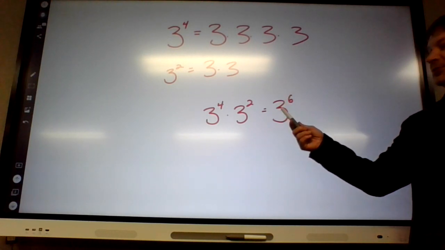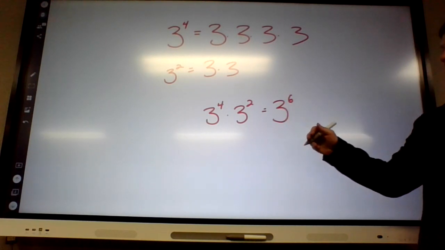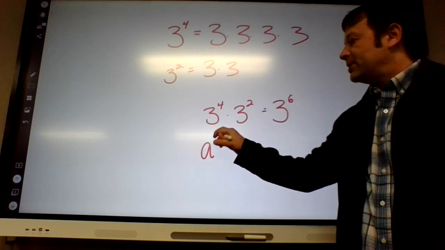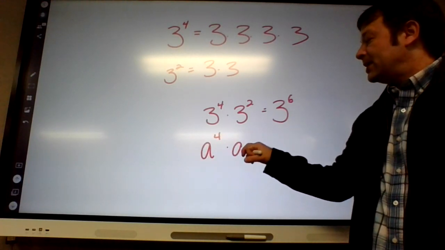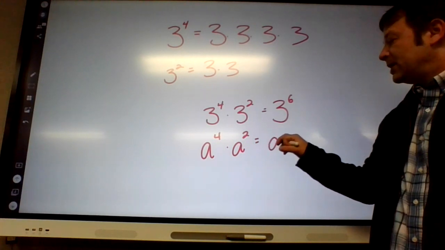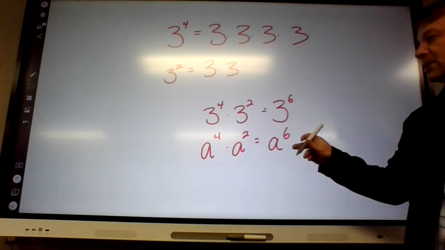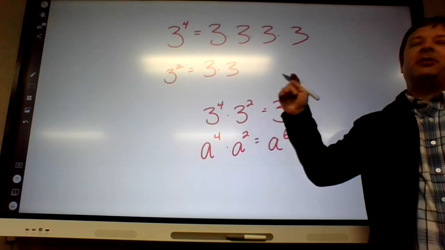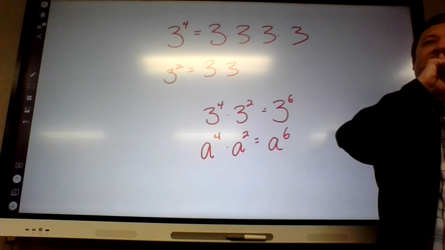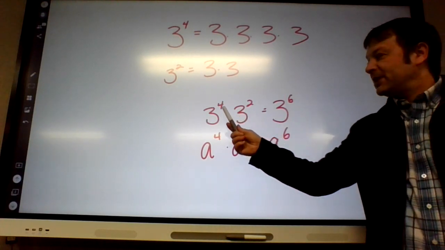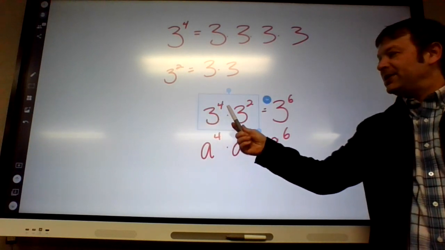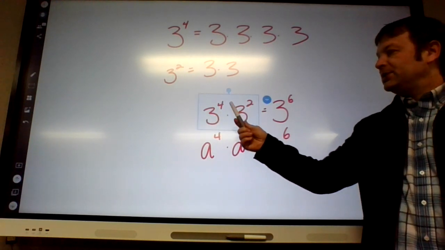Just leave it, don't solve it, don't put it in your calculator. Most of today it's going to look more like this: a to the 4th times a to the 2nd equals a to the 6th. That's like number 1, not the whole assignment. So when you multiply the same base, you add the exponents.